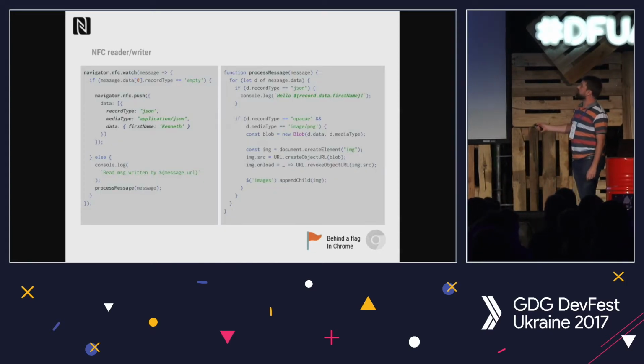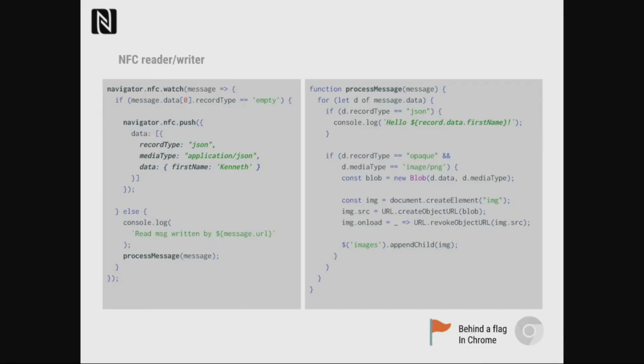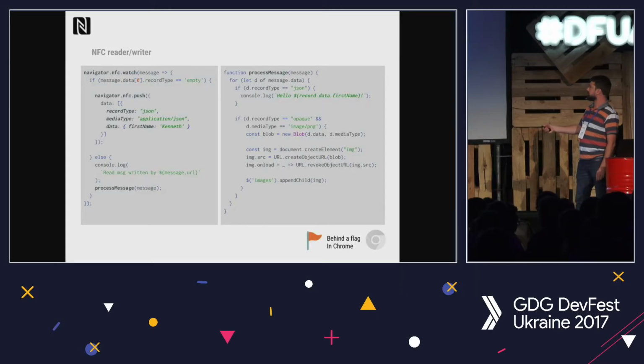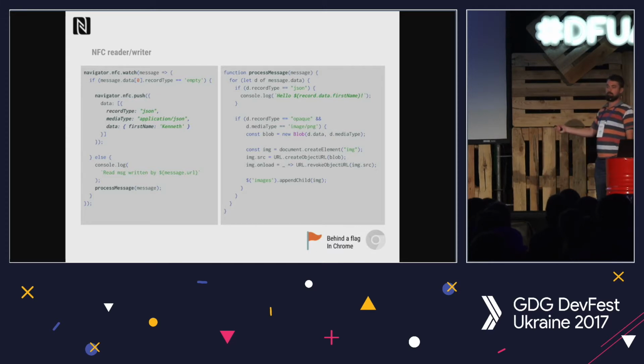Here's another example. It's more complex. This is for reading data. I watch for a read where that happens. If it's empty, I write to it. I just give it JSON data. So I just write first name Kenneth. If it's not empty, I instead call this process message, which is going to read the data. So the second time it's going to read and write out hello, Kenneth. If there was an image, it could even store an image inside this tag.